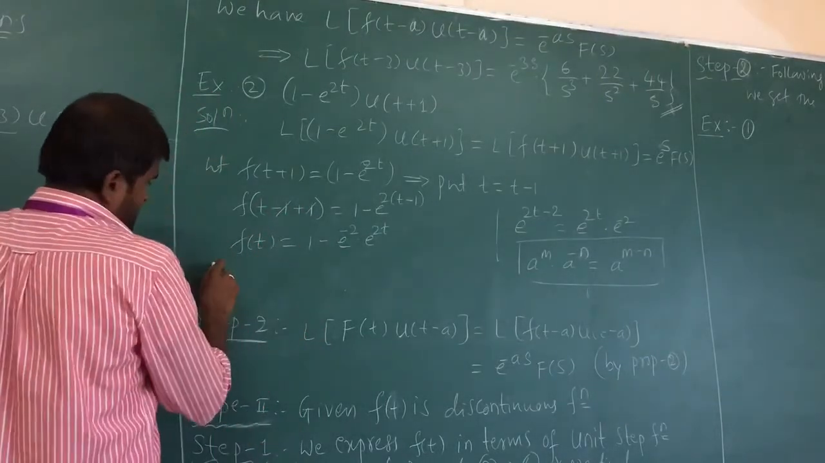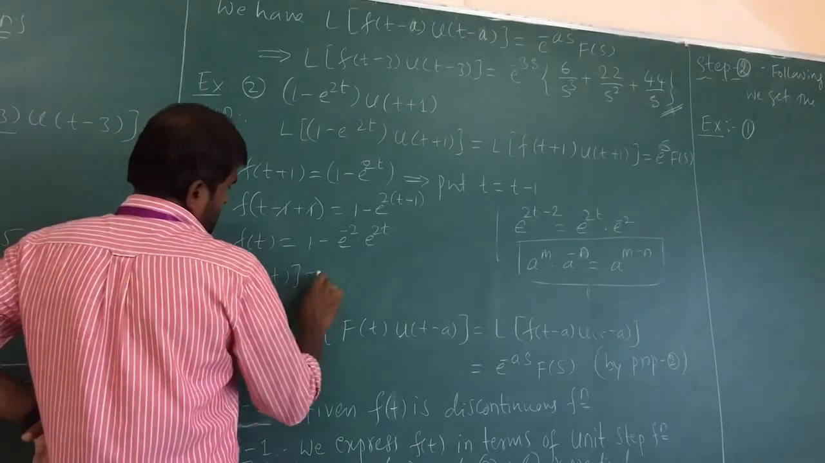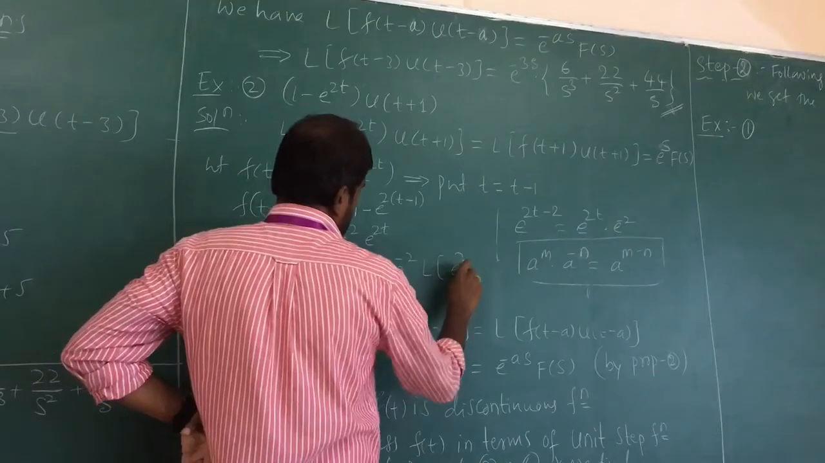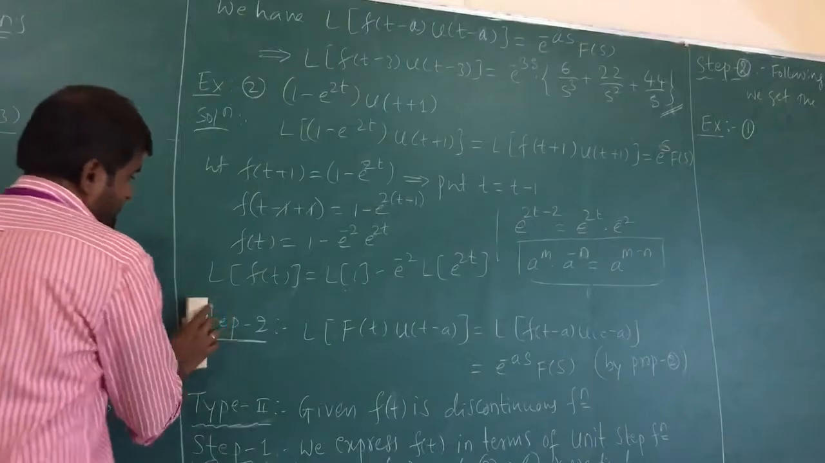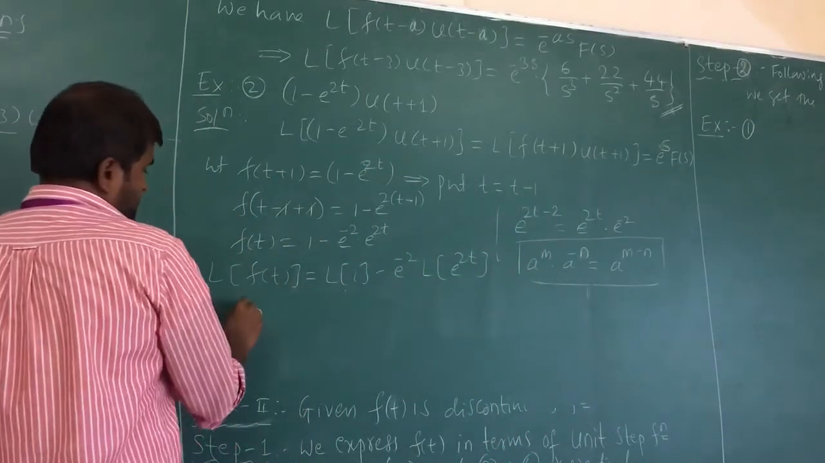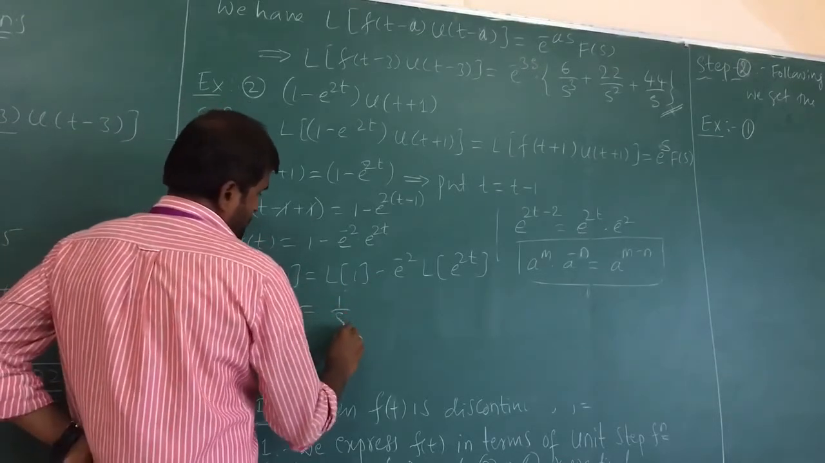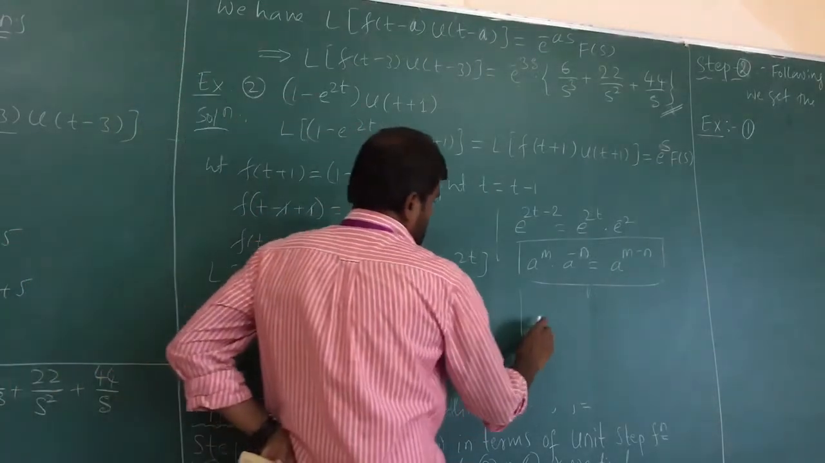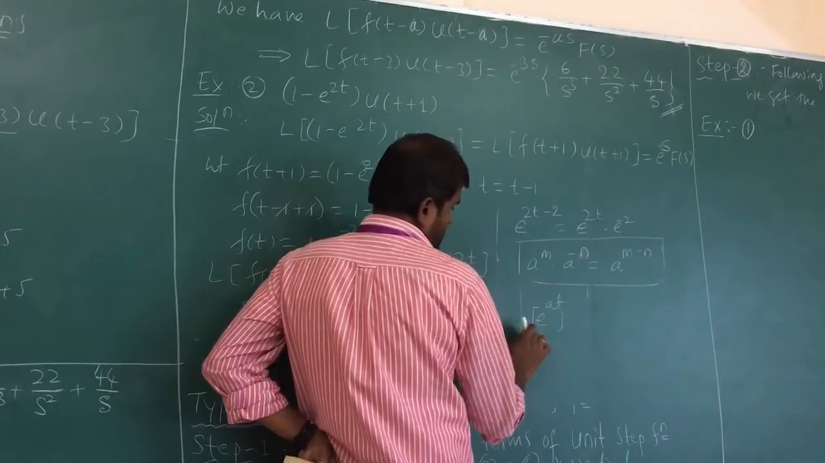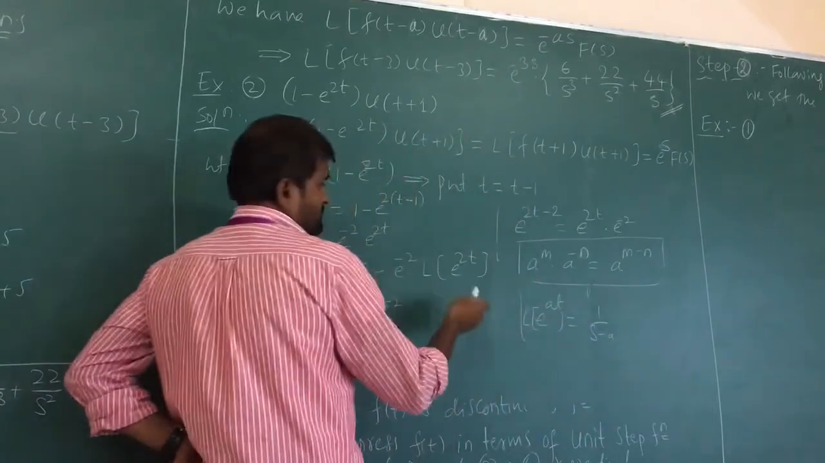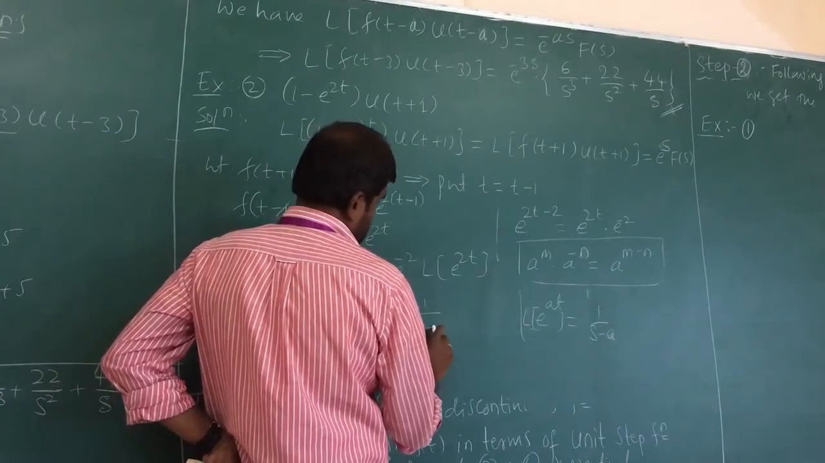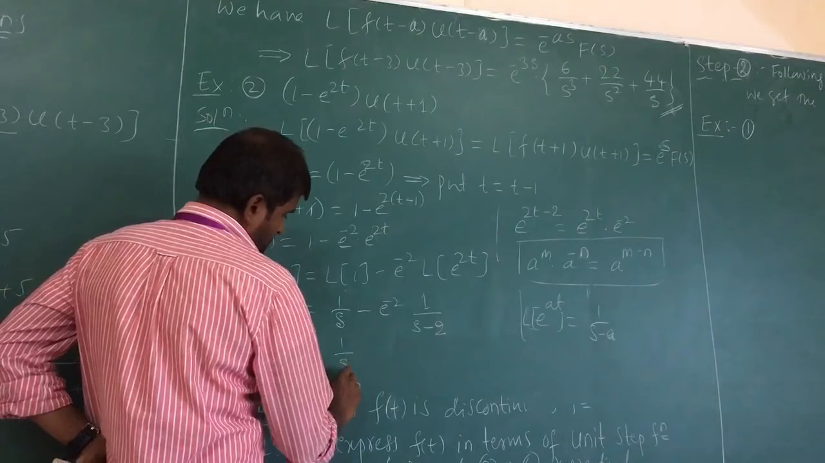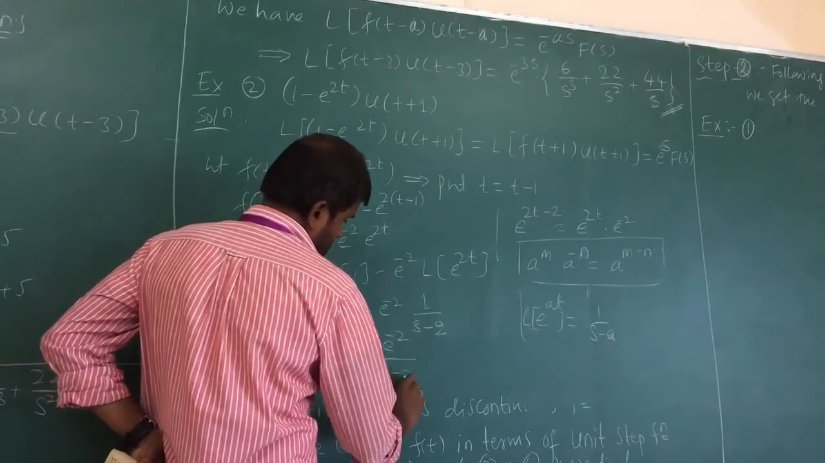Right? Then apply the Laplace transform. L of f of t equal to L of 1 minus e raised to minus 2, a constant, into L of e raised to 2t. Then L of f of t is f of s, which is equal to: L of 1 is 1 by s, minus e raised to minus 2, constant, into L of e raised to 2t. We know that L of e raised to at is 1 by s minus a. So here, 1 by s minus 2. Right? Now this is equal to 1 by s minus e raised to minus 2 by s minus 2. So this is f of s.